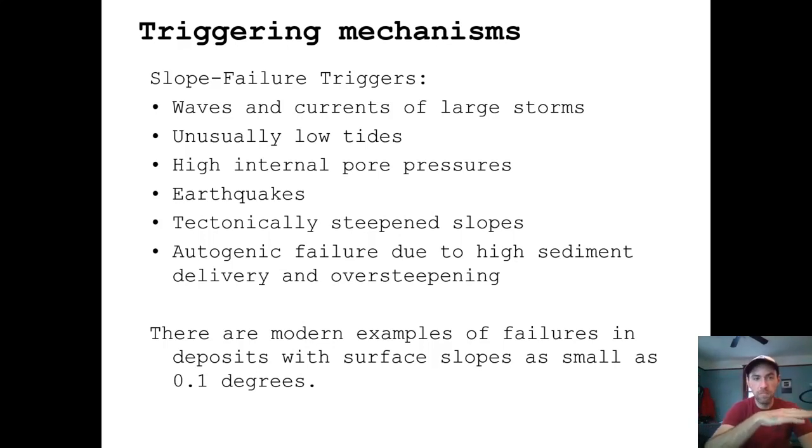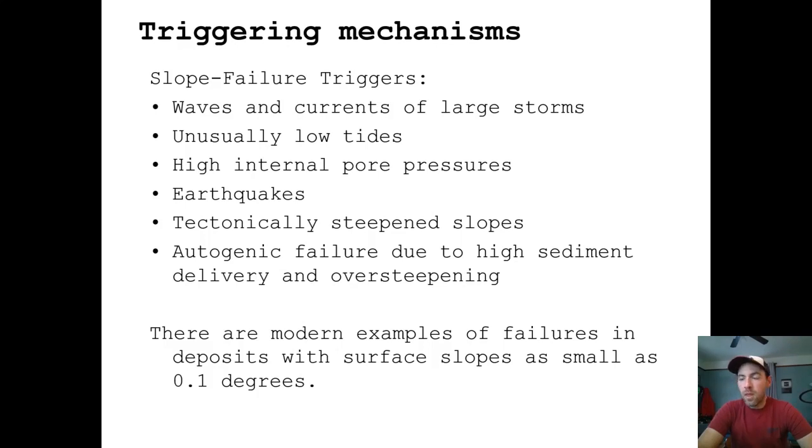Just kind of like the dune lee faces, how you see in the experiments: you get sediment delivered, it oversteepens, fails, oversteepens, fails, oversteepens, fails, and that's how dunes migrate forward. A similar kind of situation can occur on a shelf slope break in front of a delta, for example.